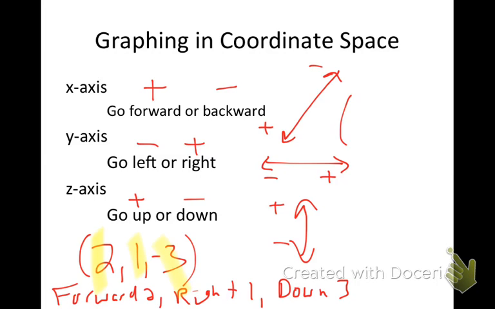What if I gave you the coordinate negative 1, 2, 1? Negative 1 says I'm going to go back 1. 2 says I'm going to go right 2. Positive 1 says I'm going to go up 1. So that's what it's talking about. I'm going to go back 1, right 2, up 1. Again, that's how I can describe these points.